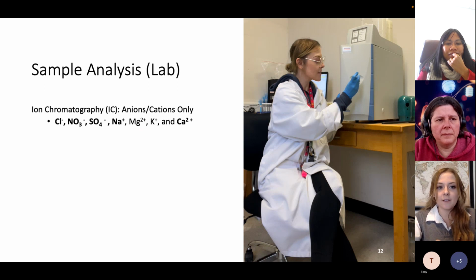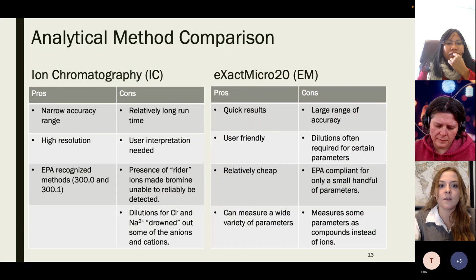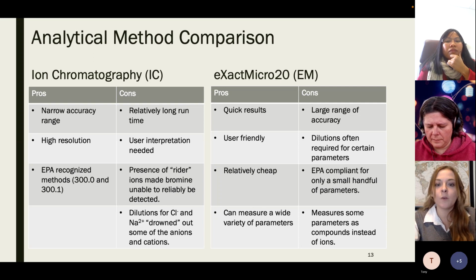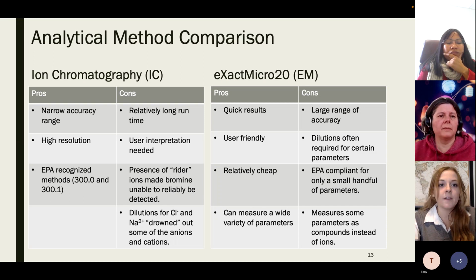For further analysis in the lab, we used ion chromatography to look at anions and cations. The parameters listed in bold are parameters that both the IC and the Exact Micro 20 could detect. Even though there's overlap, part of my project was to determine if we could remove one of these devices and see if they agreed. For the lab analysis, both machines were calibrated.